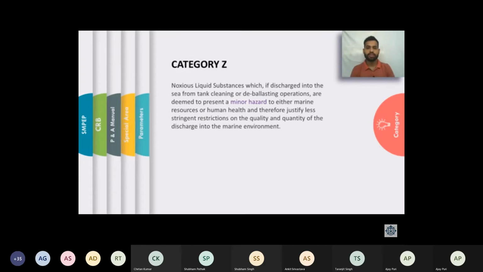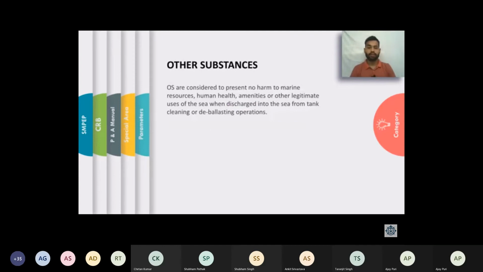The noxious liquid substances which fall under category Z, if discharged into the sea after tank cleaning or deballasting operations, present a minor hazard to the marine environment. Therefore, there are even less stringent restrictions which are to be followed, and they can also be discharged into the sea, keeping in mind the quality and the quantity of the discharge. The other substances are carried to present no harm to the marine environment, so they can be discharged into the sea with no restriction whatsoever after tank cleaning or deballasting operations.